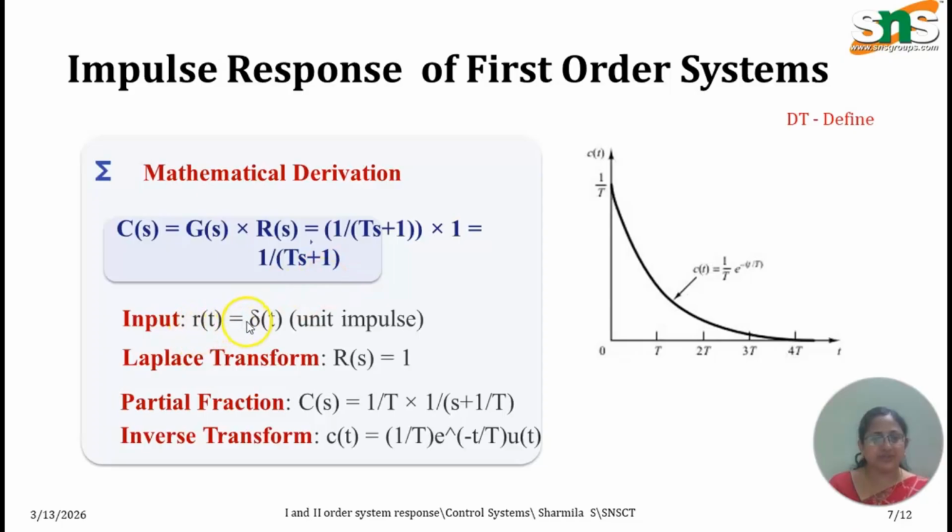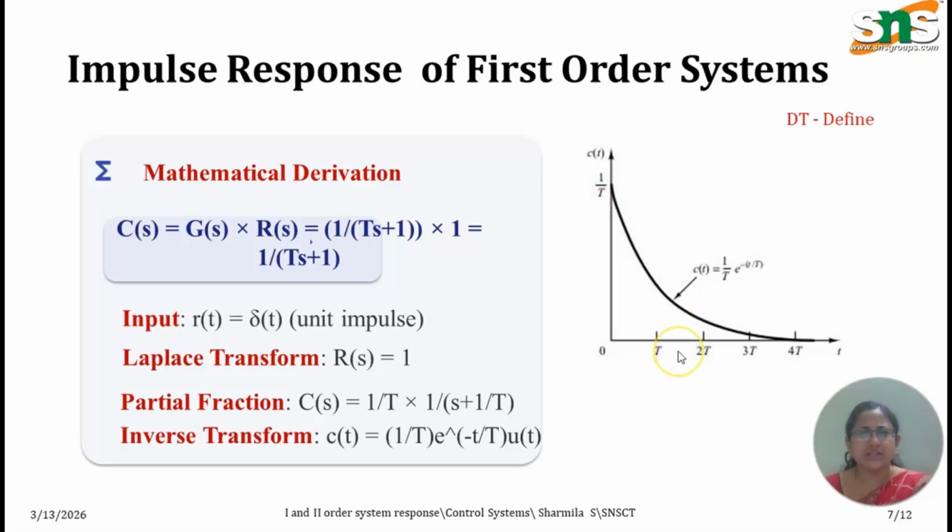The input r(t) = δ(t) for a unit impulse. If we take the Laplace transform, R(s) = 1. This shows the partial fraction of this equation, and this is the inverse transform of this equation. The response of this first order system is represented like this.